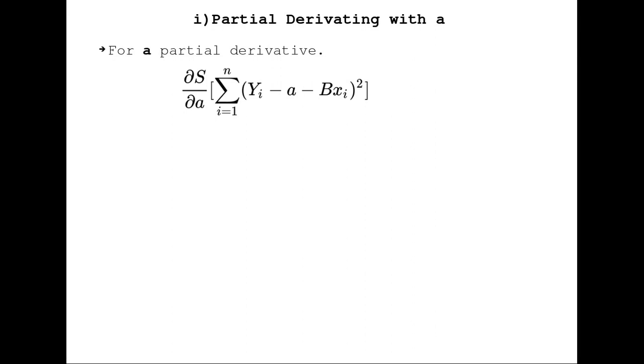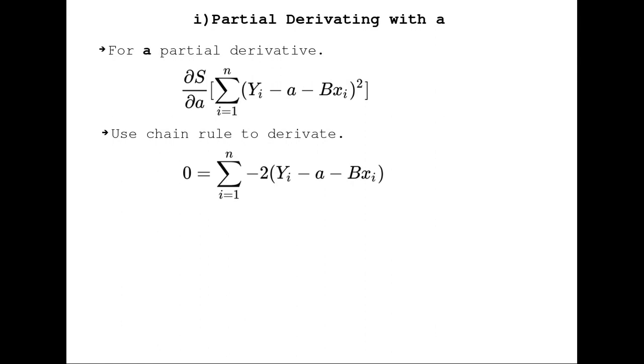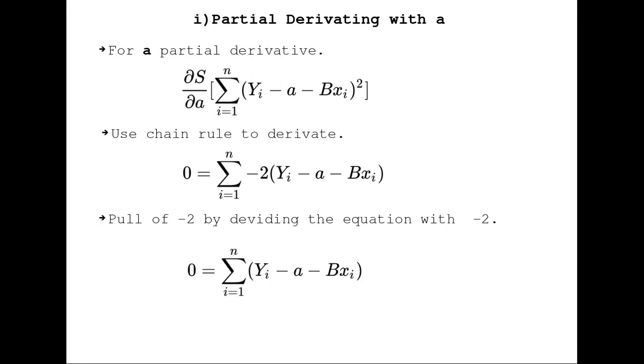If we start doing the derivation, ∂S/∂a equals summation i equals 1 to n of (yi minus a minus bxi) whole to the square. By using the chain rule for the derivation, we get summation i equals 1 to n of minus 2 times (yi minus a minus bxi), and by dividing the whole equation by minus 2, we'll get summation i equals 1 to n of (yi minus a minus bxi) equals 0.